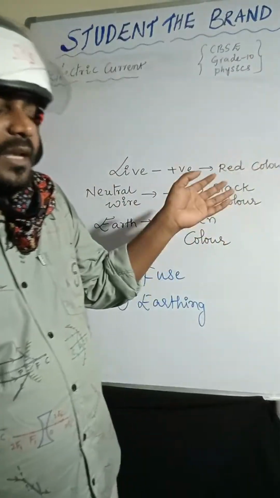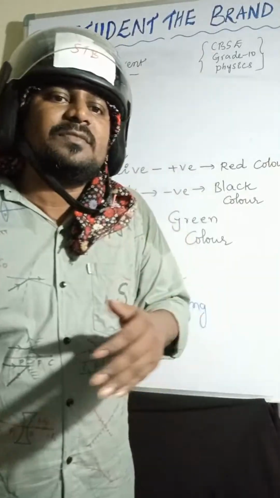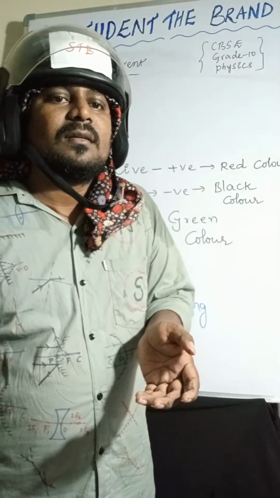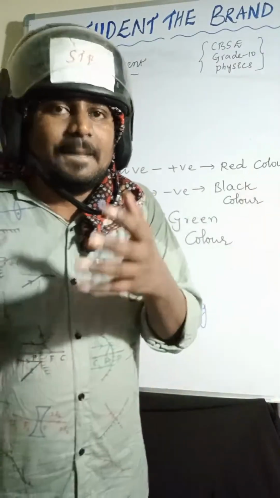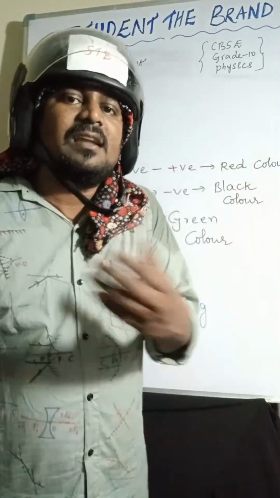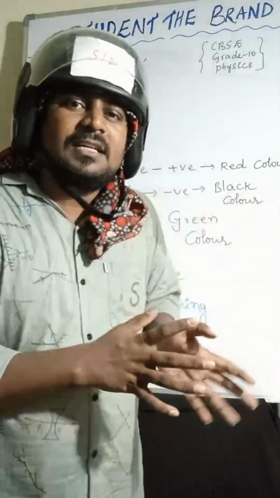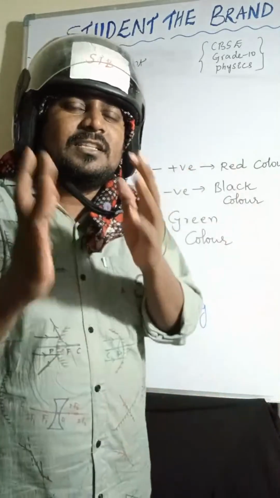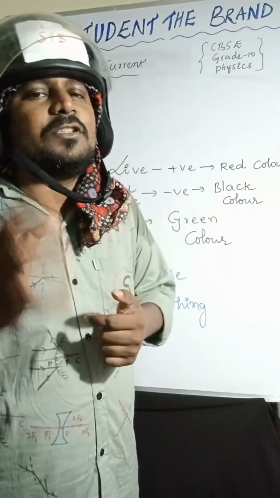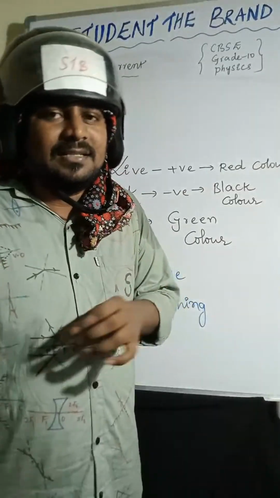And coming to Ohm's law: at constant temperature, the potential difference across the ends of a given metallic conductor is directly proportional to the current flowing through it. V is directly proportional to I, V equal to IR. That is about Ohm's law.